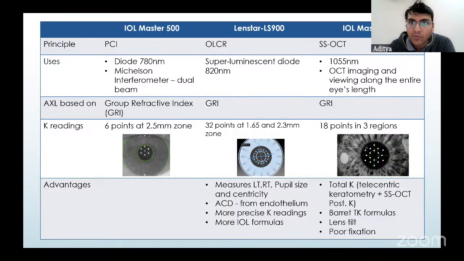The advantages of IOL Master 700 over Lenstar and IOL Master 500 are that it measures total K. It utilizes telecentric keratometry for anterior cornea and SSOCT for posterior cornea. So it incorporates Barrett True K formulas also, which helps in our toric planning and others.